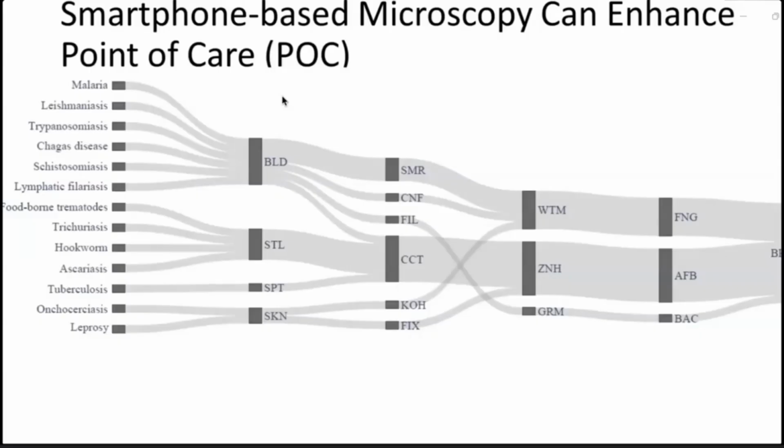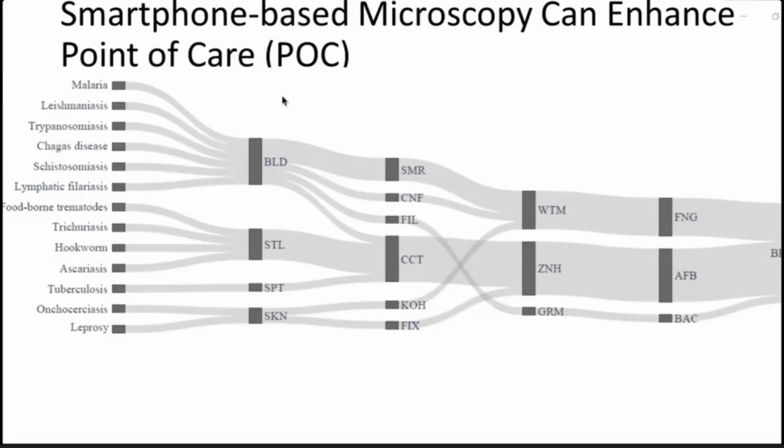So the first thing we did in tackling that is we took a couple of months to identify the diseases that most commonly affect the 50 lowest and middle income countries and segment the clinical workflow of those diseases. So for example, we see malaria at the top, and along with a host of diseases, the first biological sample that is relevant in diagnostics is blood, abbreviated there as BLD. And from there, the most effective sample preparation technique is smear, or SMR, and so on and so forth until you hit bright field microscopy at the end of the tunnel there.